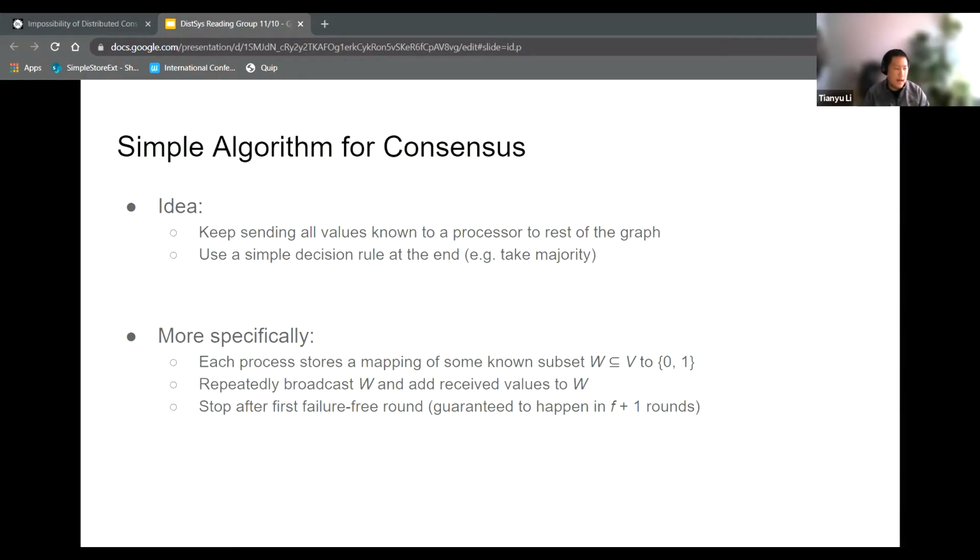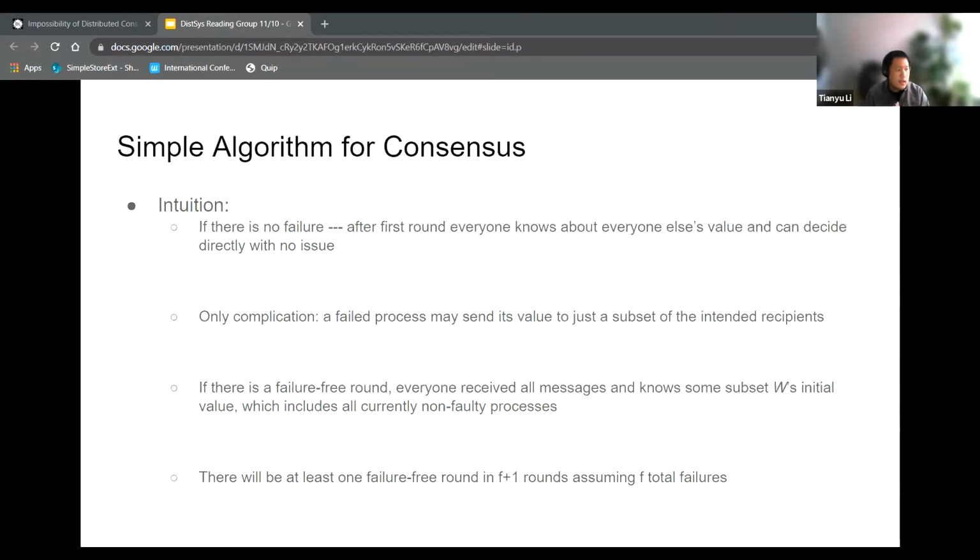And this algorithm can stop after the first failure-free round, which is guaranteed to happen after F+1 rounds, because we only have F failures. In F+1 rounds, at least one of them doesn't have any failures, a sort of pigeonhole principle, right? Well, reverse pigeonhole principle, but anyway. The intuition behind this algorithm is pretty simple. If there is no failure, then on the first round, everybody would know about everybody else's value because all the broadcasts succeeded. You can decide directly with no issue.